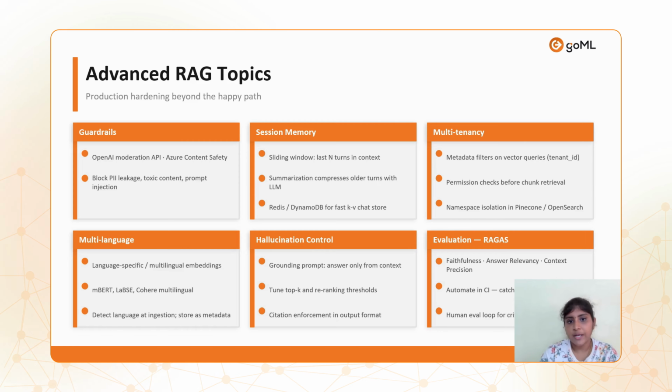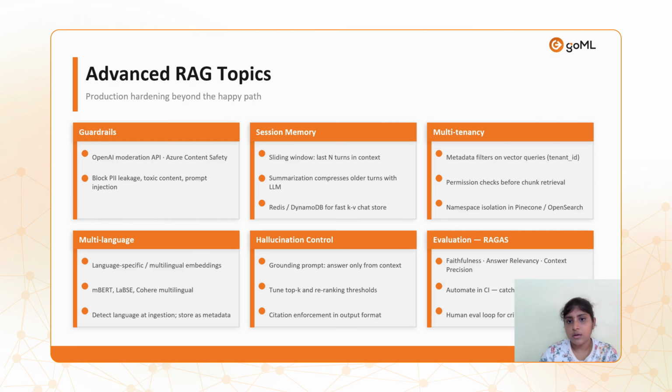It should be used to block PII leakage, toxic content, and prompt injection before they reach your LLM. Next comes session memory, that is for the model to be able to remember the chat history and then respond to new user queries. There are different strategies to preserve the session memory.